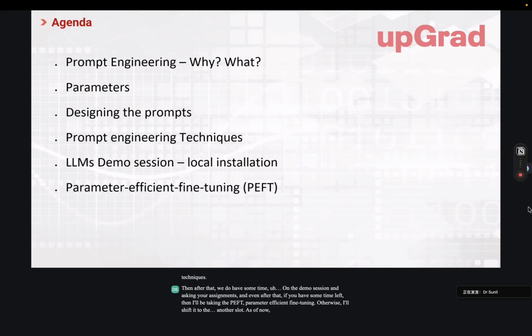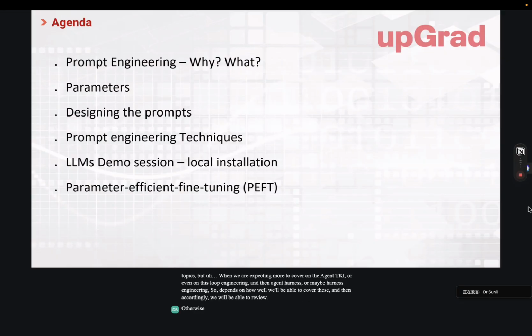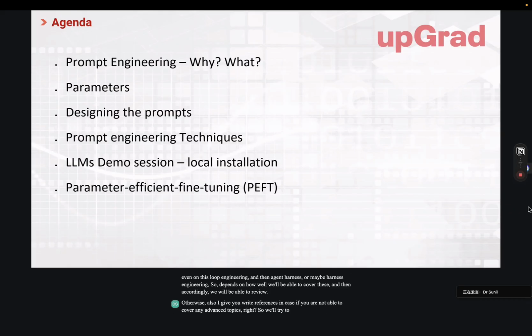As of now, we are going up to speed as per the topics, but we are expecting to cover more on agentic AI, or even loop engineering and then agent harness, or maybe harness engineering. It depends on how well we'll be able to cover these, and then accordingly we will review. Otherwise, I'll give you the right references in case you are not able to cover any advanced topics. So we'll try to do the balance.